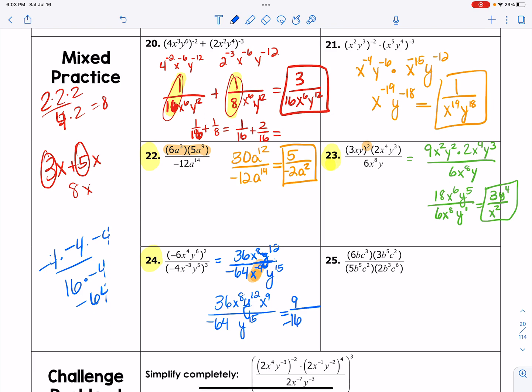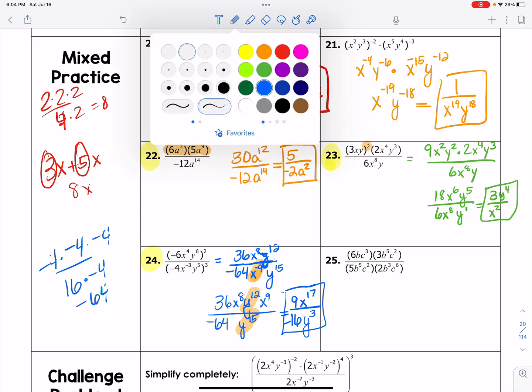My x's are both on the top, so you add: x to the 17th. And my y's, if you look at your y's, 12 on the top, 15 on the bottom. The bigger one is on the bottom, so the leftovers are going to be on the bottom after you cancel them. So there's your answer. And I don't care where the negative sign is. If you moved it to the top, that's fine.